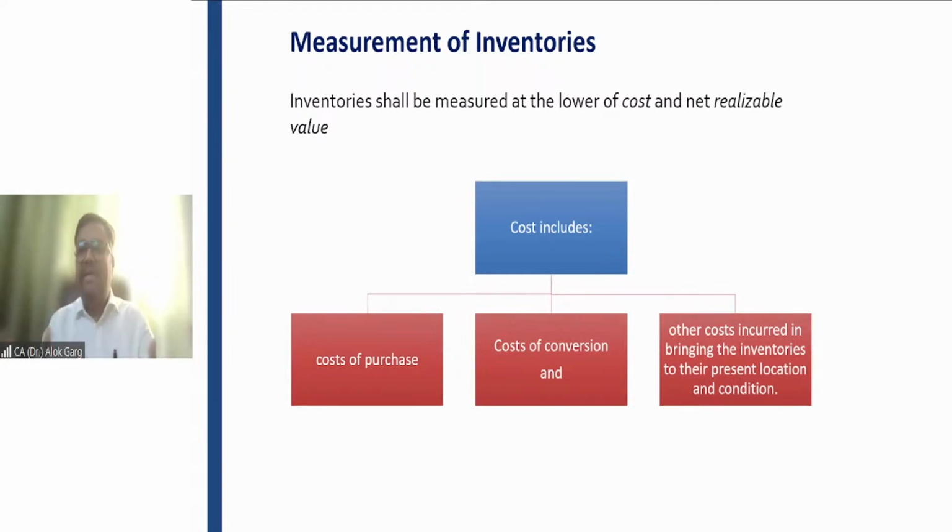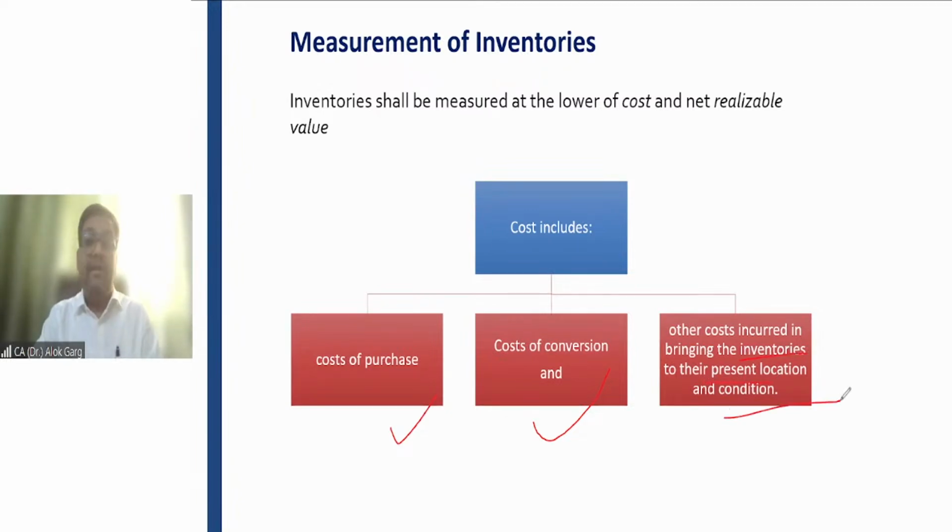This raw material will not take the shape of a car until you put in your efforts in terms of labor, in terms of other things like gas, welding, and electricity. So you need a lot of inputs to assemble this raw material and give it the shape of a car. So that is the cost of conversion.